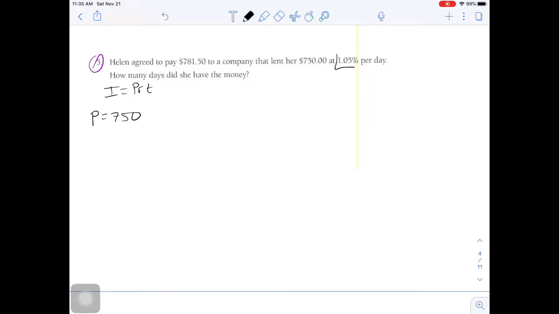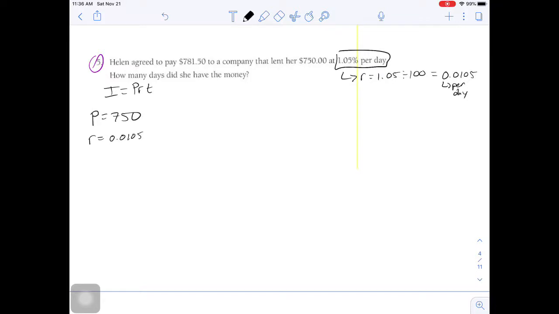Recognize that. This is R equals 1.05, but remember it has to be in a decimal. So I'm going to divide it by 100, so 0.0105. And this is the interest per day. So that means T is going to be in days. So R equals 0.0105.